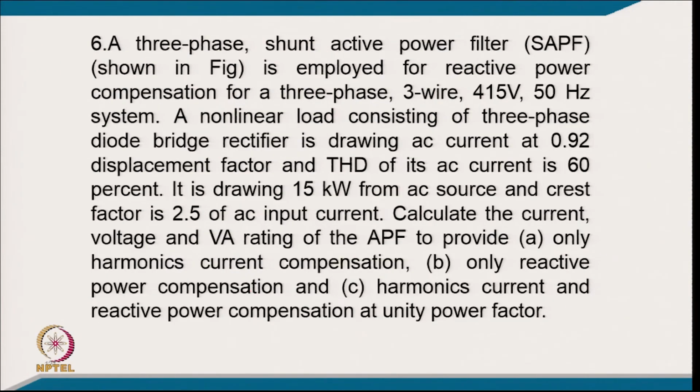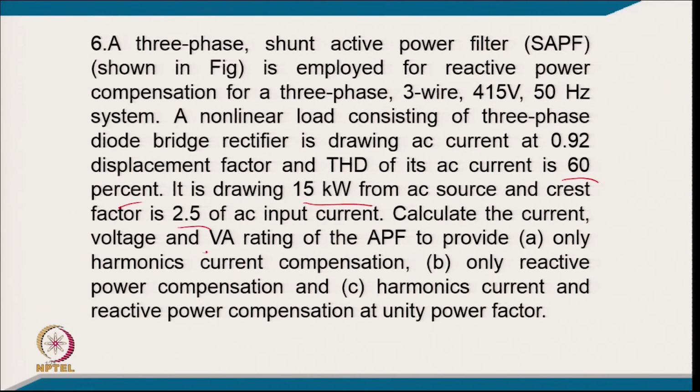6352.907 microfarad. Coming to another numerical problem: a 3-phase shunt active power filter is employed for the reactive power compensation for a 3-phase 3-wire 415 volt 50 hertz system. A non-linear load consisting of a 3-phase diode rectifier is drawing AC current at 0.92 displacement factor, and THD of its AC current is 60%. It is drawing 15 kilowatt from the AC source and the crest factor is 2.5 of the AC current.